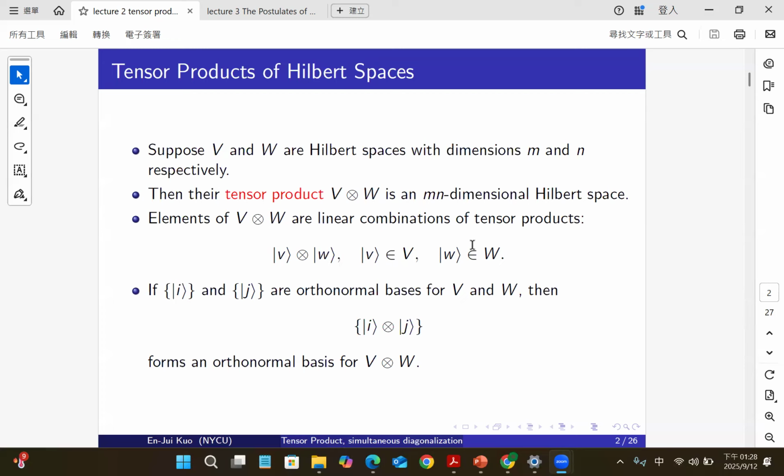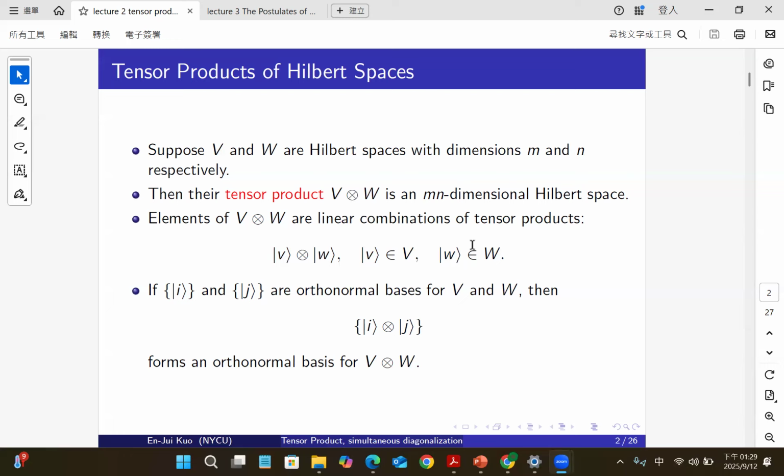The elements of V tensor W are linear combinations of these. Simply speaking, all the elements inside V tensor W can be written as some vector v tensor some vector w, and you take linear combinations of them. So this is one definition.